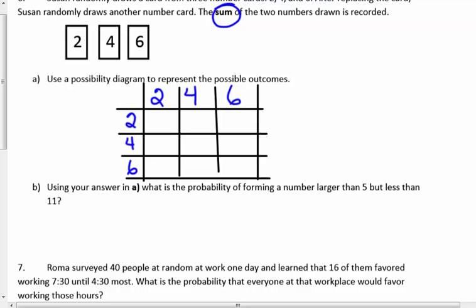So adding them together, 2 plus 2, 4 would go in this space. 2 plus 4 would be 6, and 2 plus 6 would be 8. 4 plus 2 would be 6. 4 plus 4 would be 8. 4 plus 6 would be 10. 6 plus 2 would be 8. 6 plus 4 would be 10. And 6 plus 6 would make it 12. So there's the sums. Similar question on the test tomorrow.